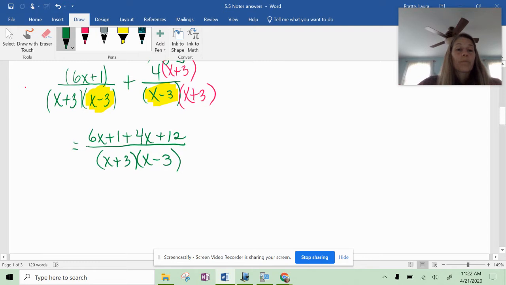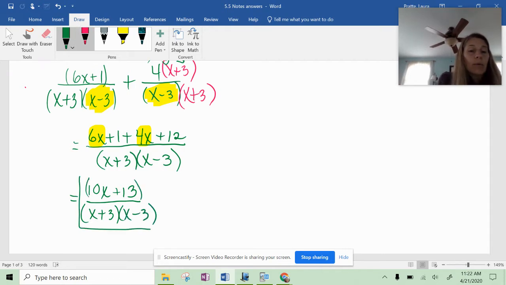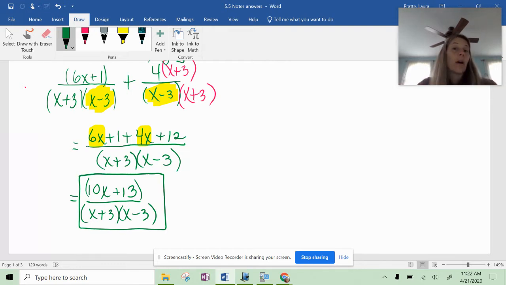So now we're just going to simplify wherever we can. On the top, we want to combine our like terms. I have a 6x and a 4x, which gives me a 10x. 1 plus 12 gives me 13. Then my denominator is still that least common denominator of x plus 3, x minus 3. And that would be my final answer. There's nothing that can be canceled there. I cannot further factor anything with a GCF or anything like that. That's as far as I can go.